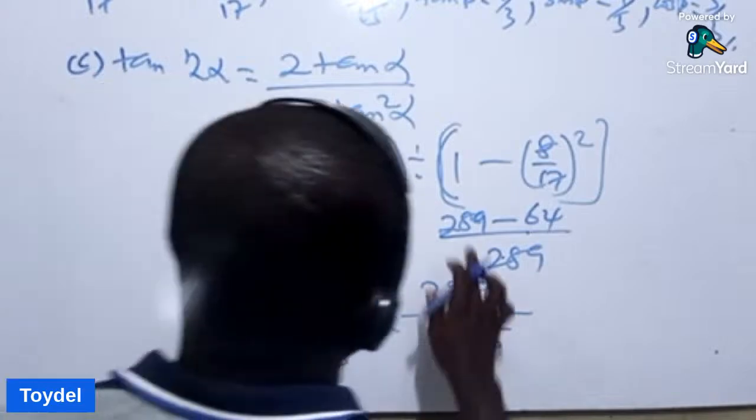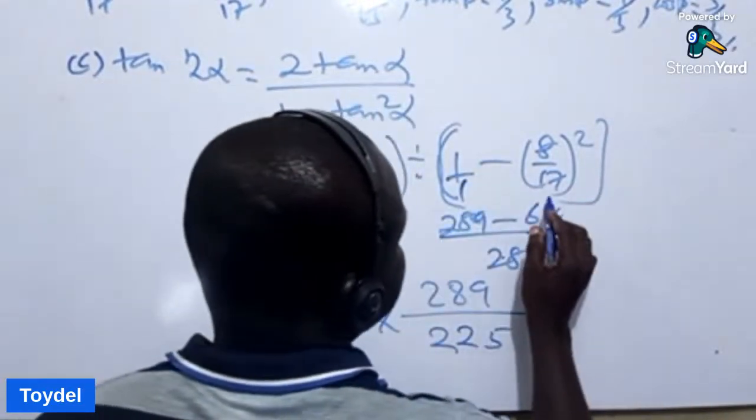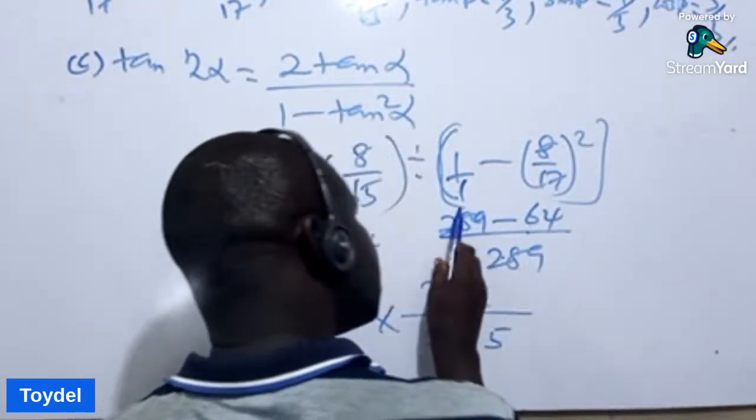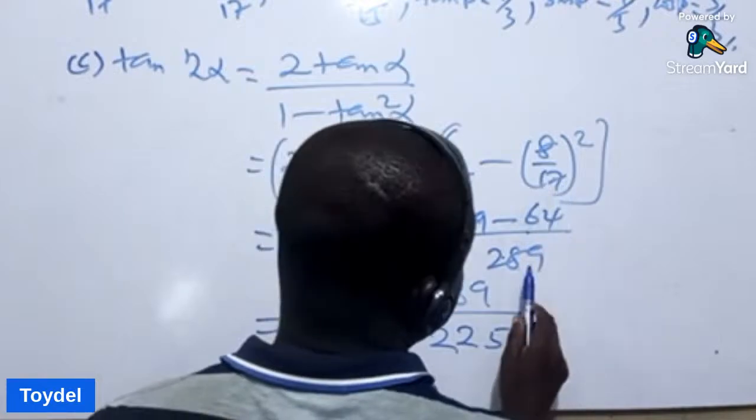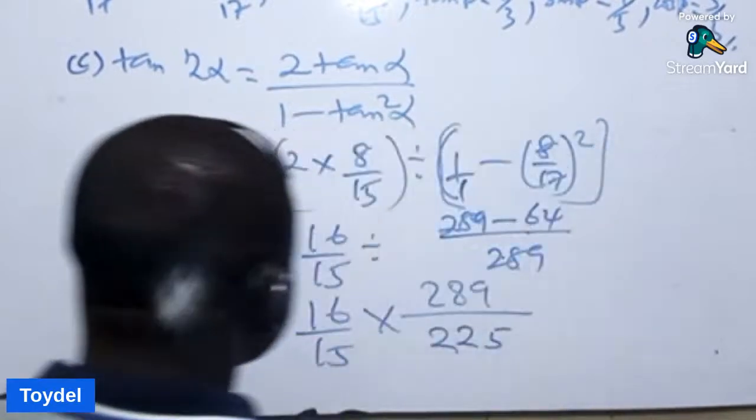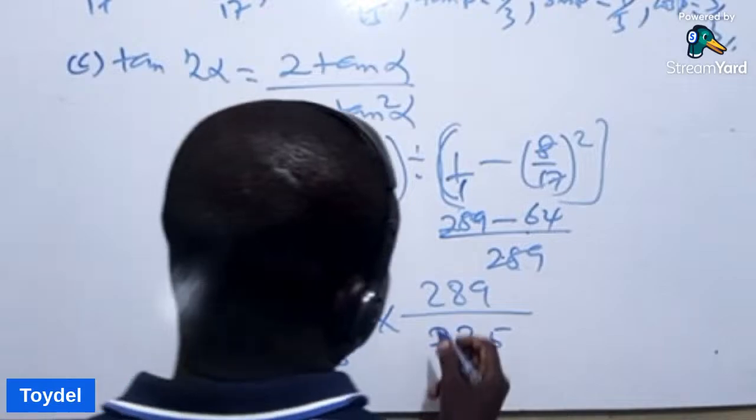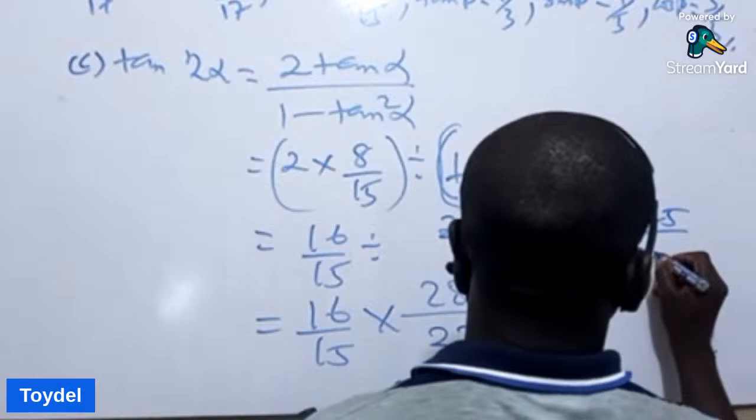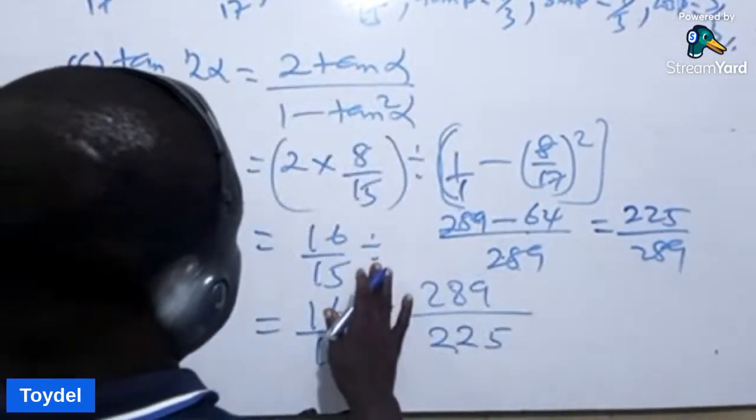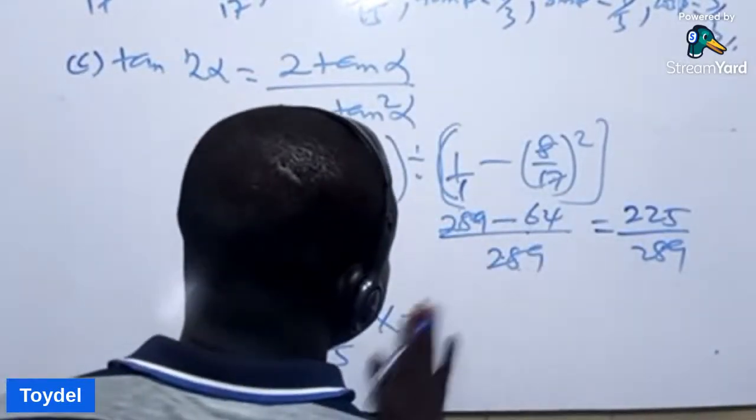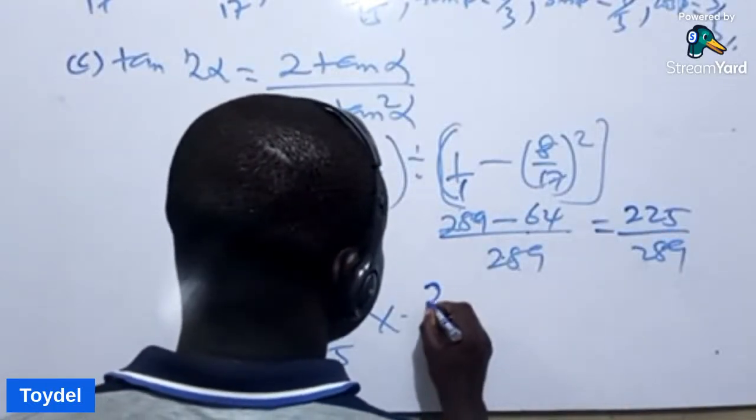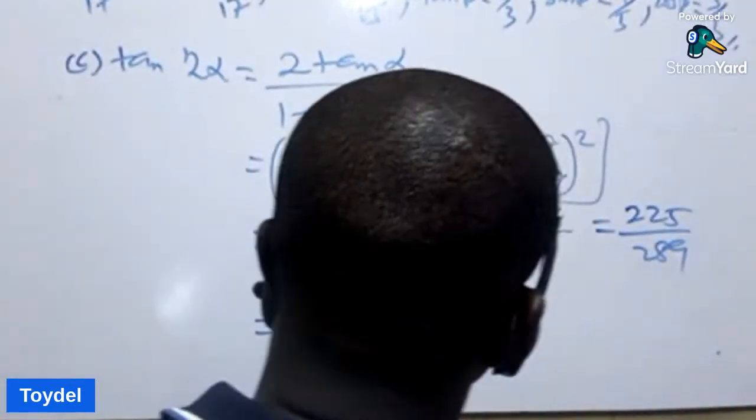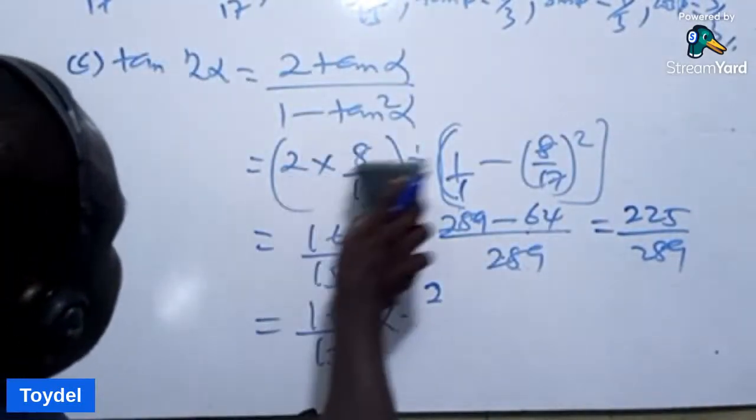So from here now, the LCM is 289, since 17 squared is 289. So 289 minus 64 is 225. So this is what we are going to have: 225 all over 289. But if I change division to multiplication, then I will interchange.